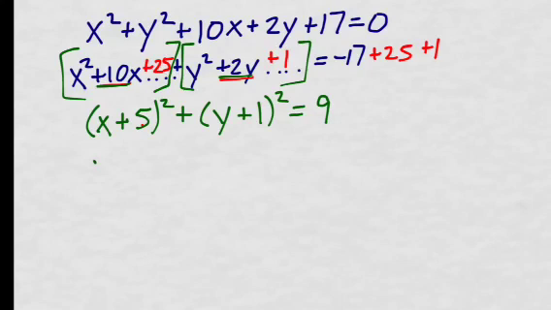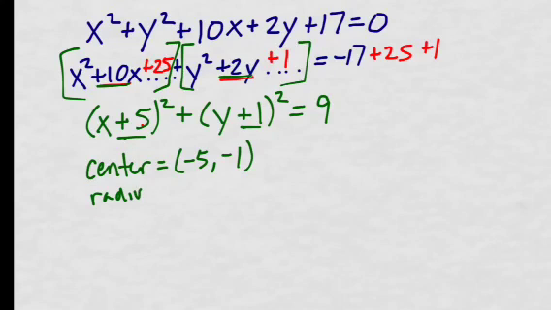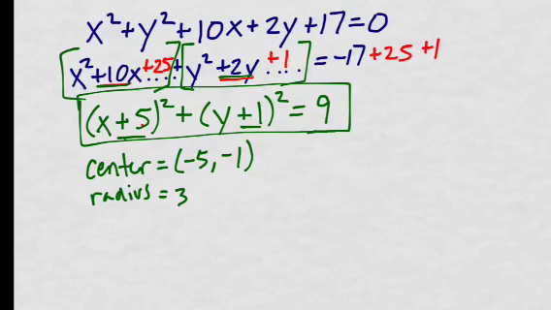So we can tell that the center is at negative 5, negative 1. Remember, it's the opposite of the numbers you see there. And the radius is equal to 3. It's always the square root of that number in that position. And that's how you use completing the square to rewrite your circle formula in a way that allows you to really tell something about it.